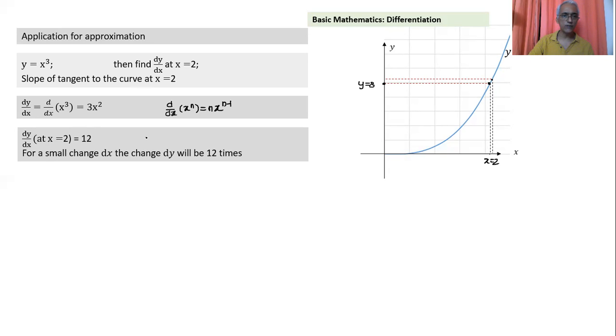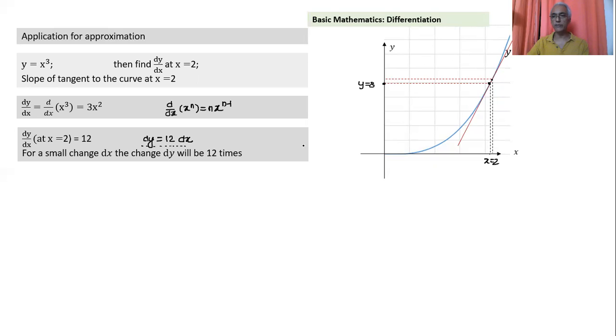There's another way to understand this. If I take dx to the other side, dy is equal to 12 times dx. How do I interpret this expression? dx means a small change in x, and dy is the corresponding small change in y. They are related. So if I make a small change dx, the change in y is 12 times that. That's what it means. That's how we have understood slope or derivative, and we'll see later how to put it to use.